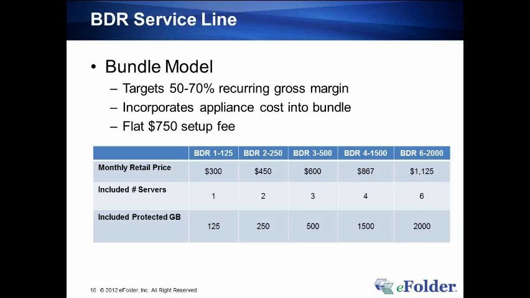But what he's aiming for is 50 to 70% recurring gross margin from these clients on a monthly basis. His margins at the lower end, clients that have 1, 2, and 3 servers, are higher. His margins at the higher end are lower on a percentage basis, but of course, as you move up the food chain, you're getting a lot more gross cash flow from each client.